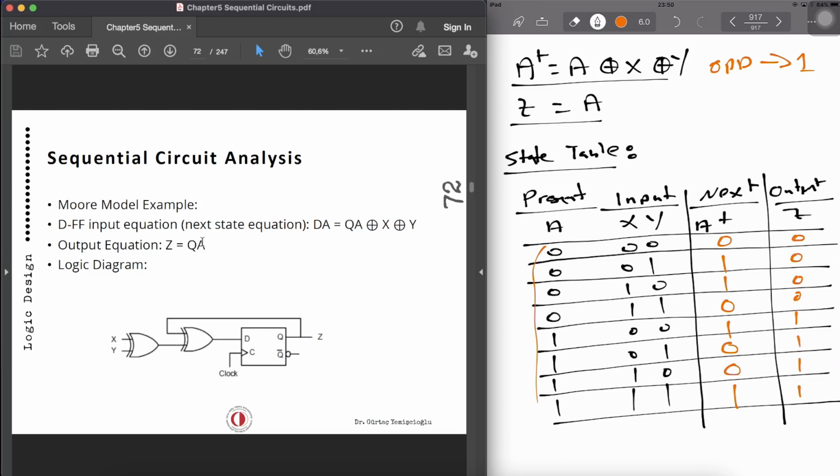Now, the question is, is this a Mealy or Moore model? It is a Moore model because Z is just an output of the present state, the flip-flop. So X or Y is not affecting it, they are not in the equation. So we can say that this is a Moore model.